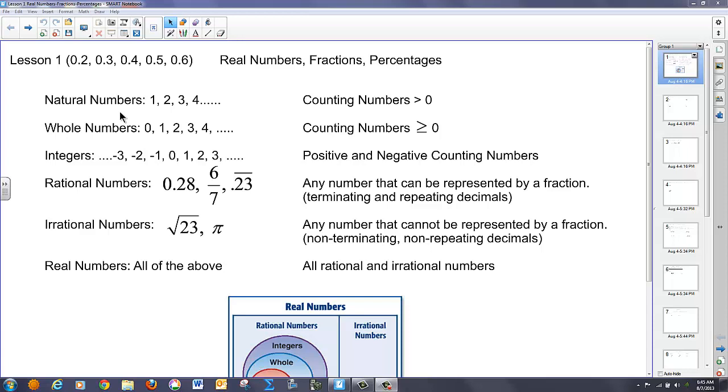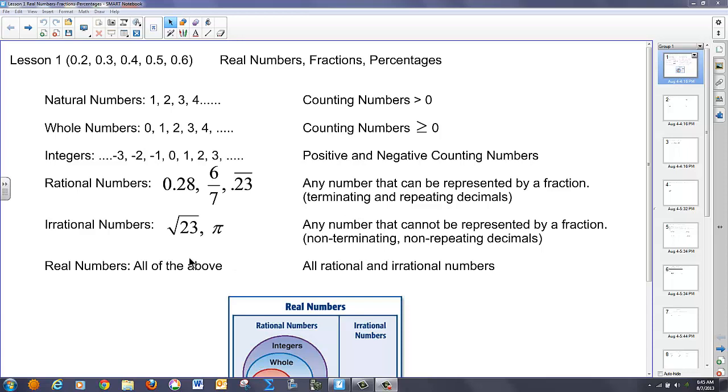So when we talk about a number system, we talk about our natural numbers, which are counting numbers, 1, 2, 3, 4. And those all have to be greater than 0. When we talk about whole numbers, we talk about the counting numbers starting with 0 and up. Integers are both positive and negative counting numbers. When we talk about rational numbers, we're actually talking about any number that can be represented by a fraction. So any terminating decimal like 0.28, any normal looking fraction like 6/7, and then any kind of repeating decimal will also be able to be represented by a fraction.